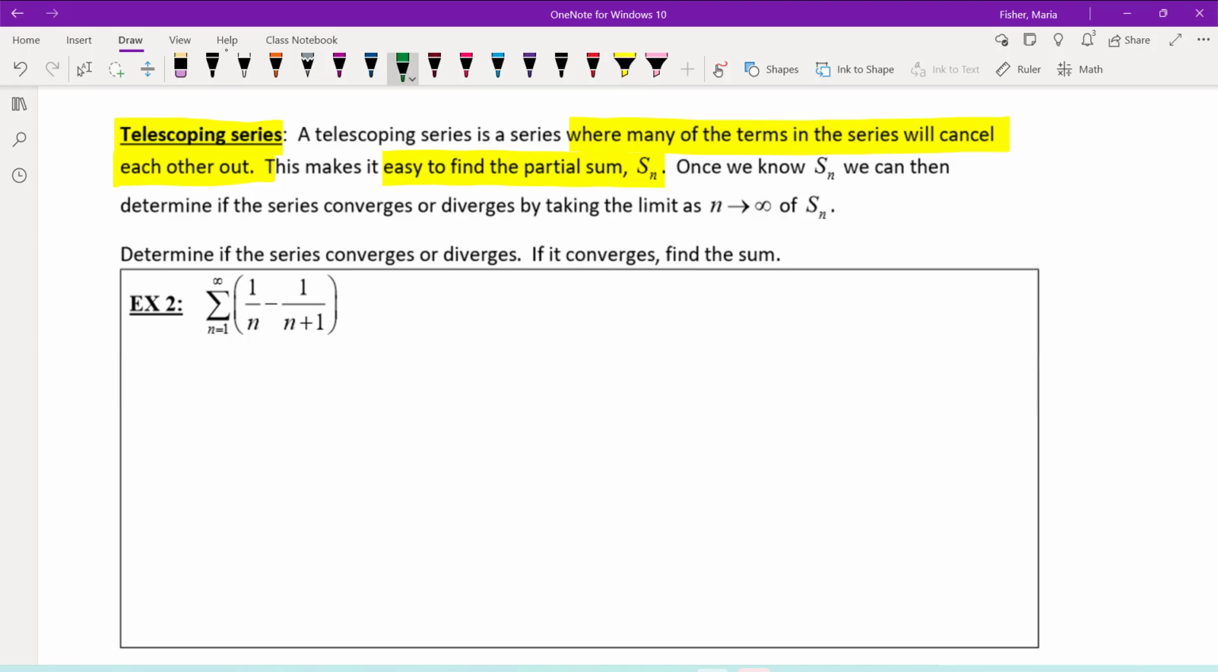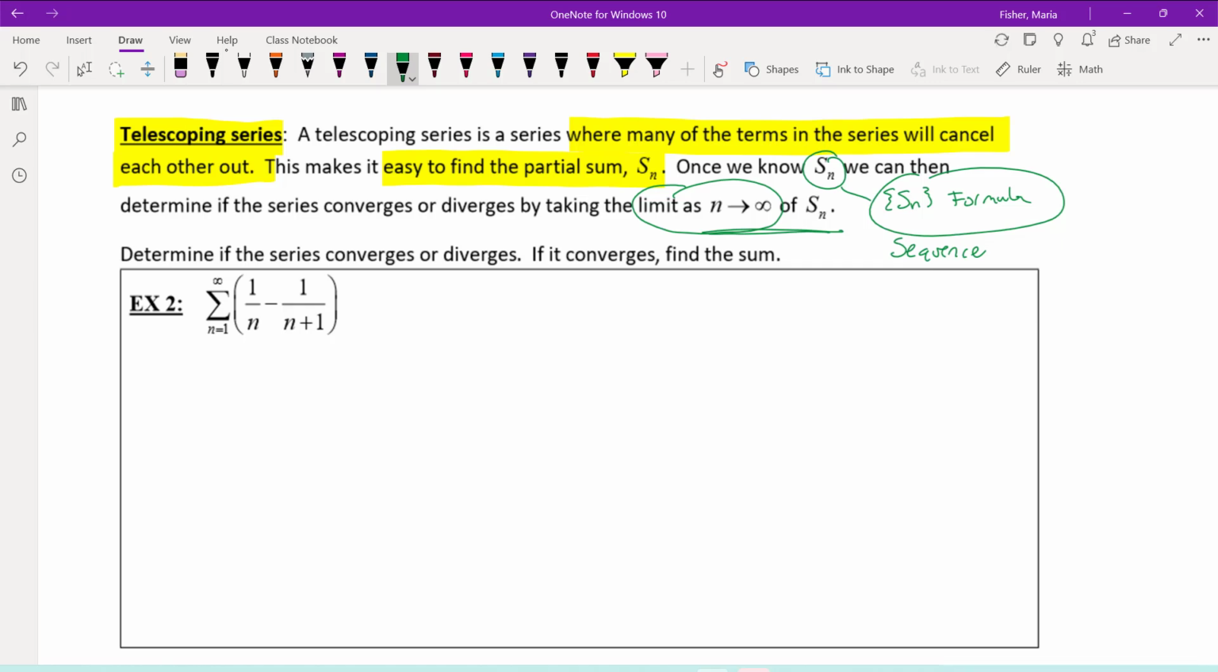Once we know this formula, once we know what this s sub n is, then what we can do is determine if the series converges or diverges by taking the limit as n goes to infinity of s sub n, because this now is a sequence. And we know that if we take the limit as n goes to infinity of the sequence and we end up with a number, our sequence converged. If the sequence converges, so does the series. If we took the limit as n goes to infinity and our sequence diverged, then our series will also diverge.